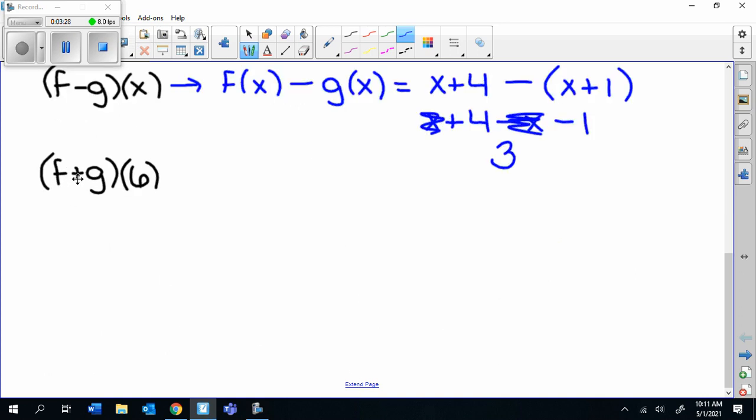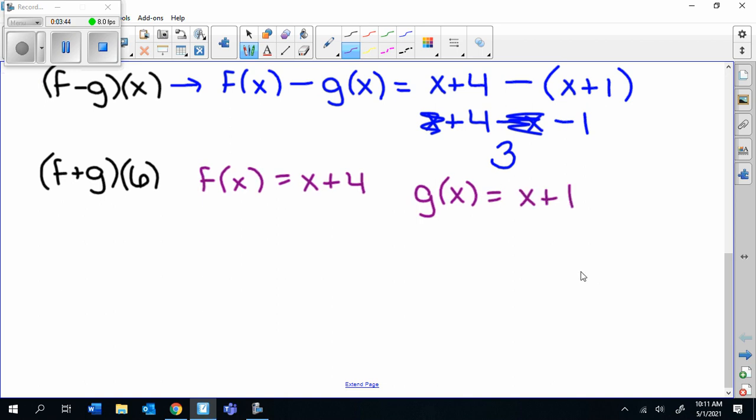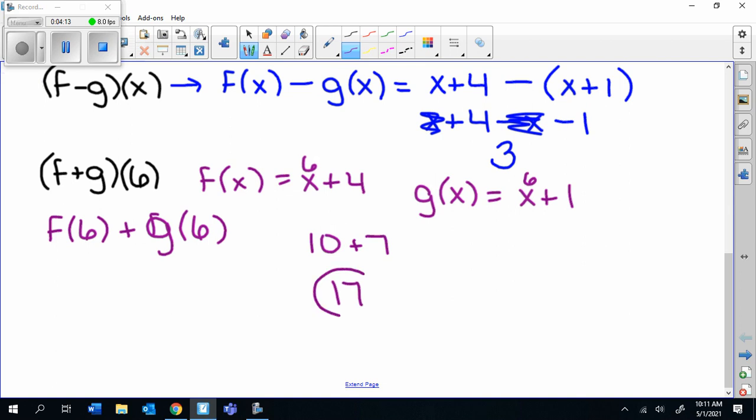If it's f plus g of 6, I'll switch colors so it stands out. Remember that f of x value was x plus 4, and that g of x value was x plus 1. And so this translates to substitute a 6 in for x in f of x, substitute a 6 in for g of x, and add those two items together. So we're just going to replace this with a 6. We're going to replace that with a 6. 6 plus 4 is 10. 6 plus 1 is 7. And so the answer to this one is 17.